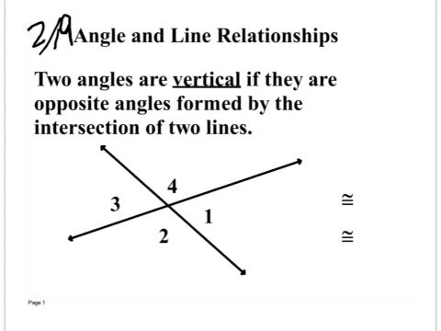Vertical angles and line relationships. Two angles are vertical if they are opposite angles formed by the intersection of two lines. We have an intersection of two lines. The angles that are opposite of each other are called vertical angles. Vertical angles are congruent, meaning they're equal to each other. So angle 1 is congruent, that's what that little symbol means, to angle 3 because they're vertical. They're opposite of each other.